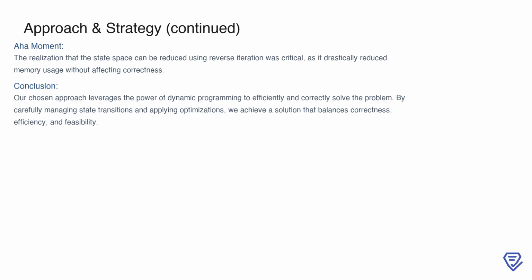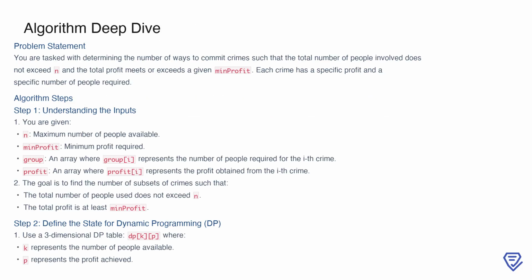To solve the profitable schemes problem, we need to determine how many ways we can select subsets of crimes such that the total number of people involved does not exceed n, and the total profit meets or exceeds the specified min profit. Each crime has two associated values: the number of people required, given in the group array, and the profit generated, given in the profit array. The goal is to count all valid subsets of crimes that satisfy the constraints.